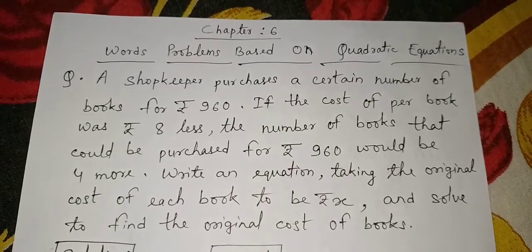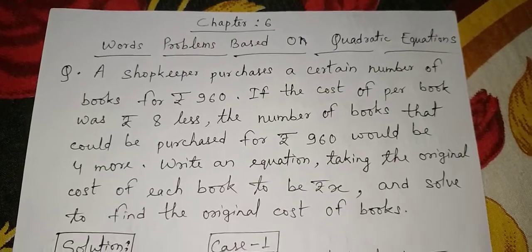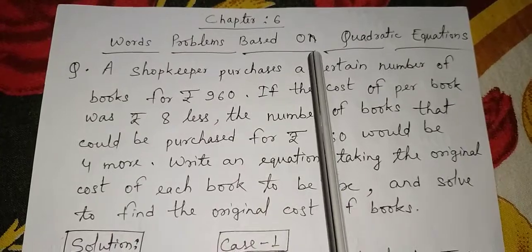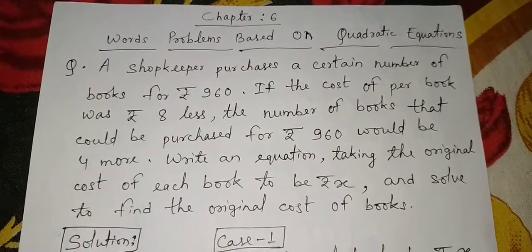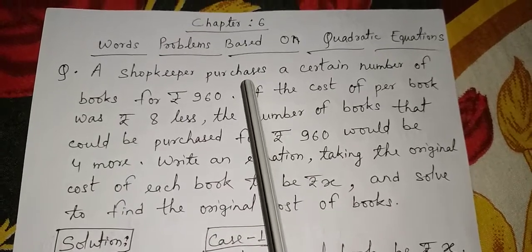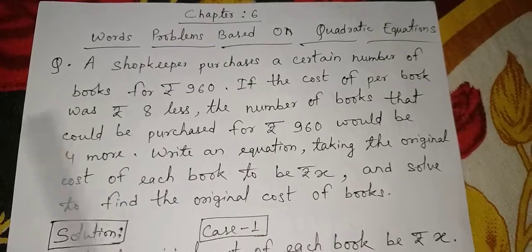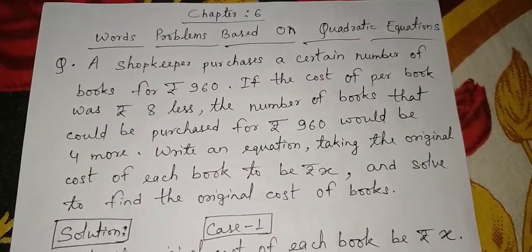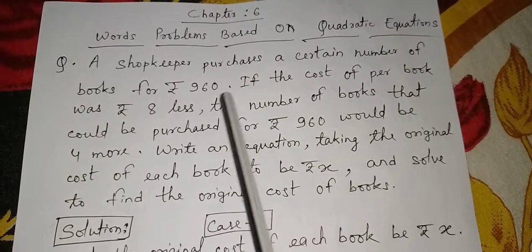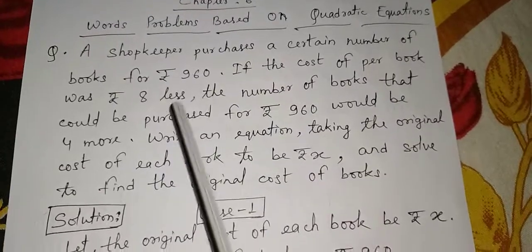Class 10 children, today we will learn one more very important question from Chapter 6, word problems based on quadratic equations. So here I have a question. A shopkeeper purchases a certain number of books for rupees 960. So it means the total bill for buying the books was rupees 960. But how many books were purchased was unknown here.